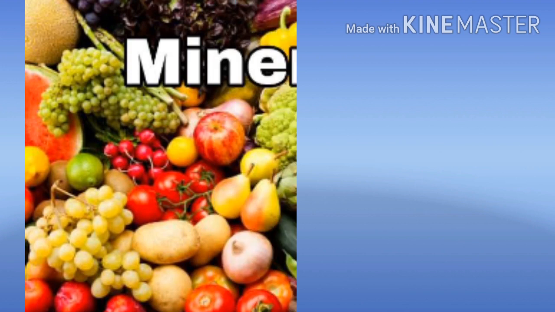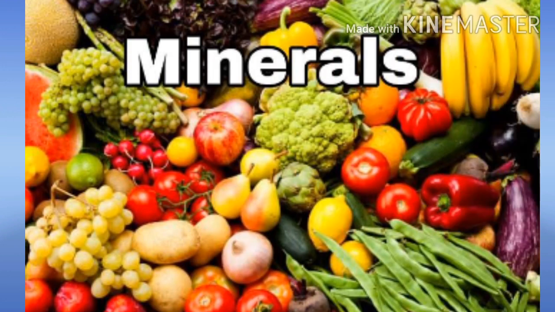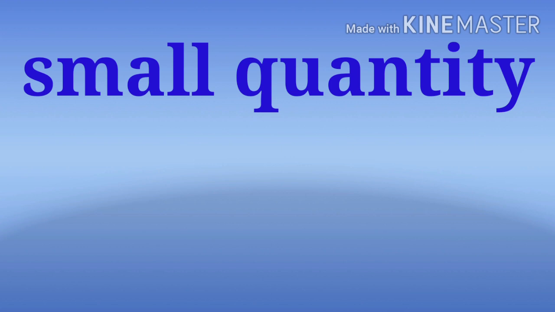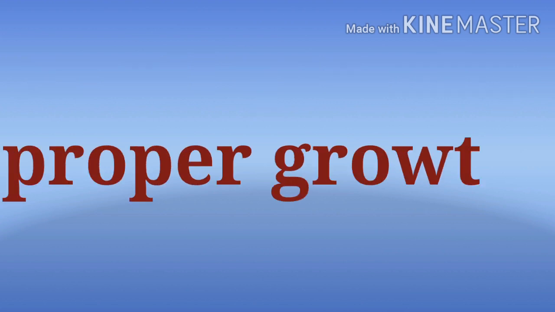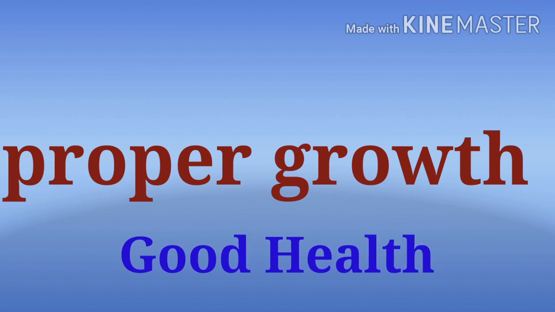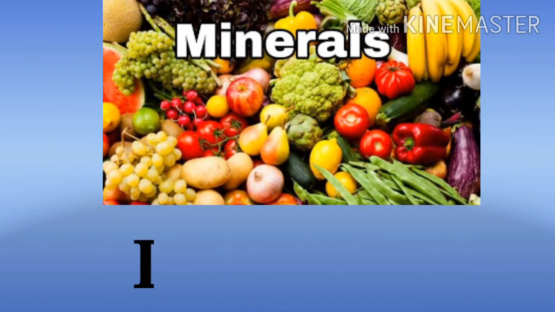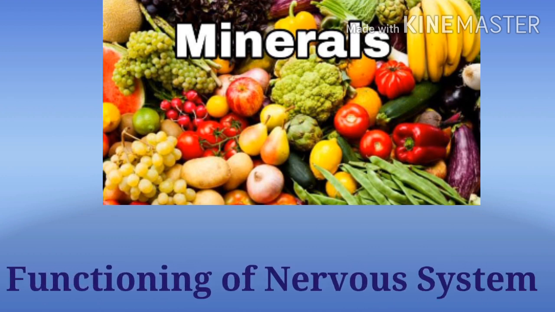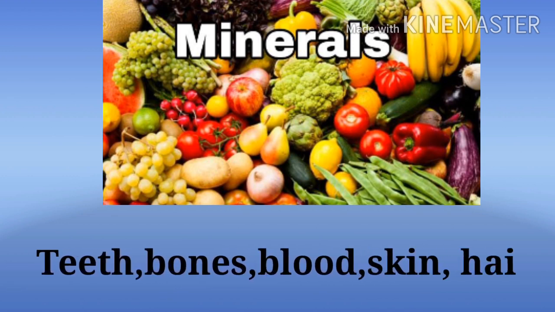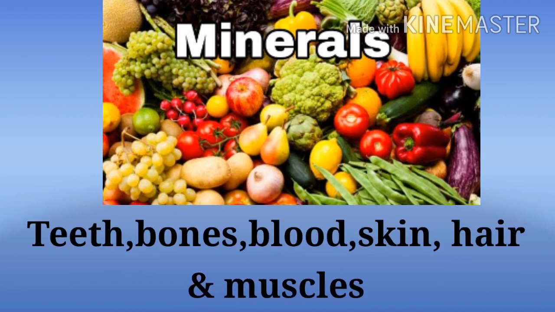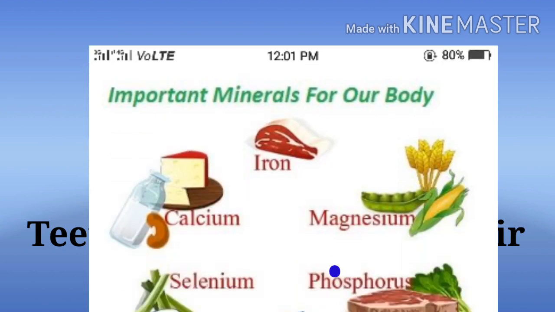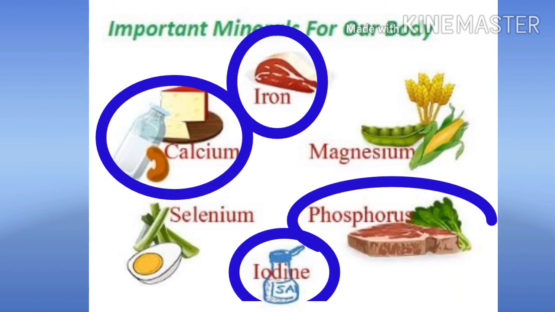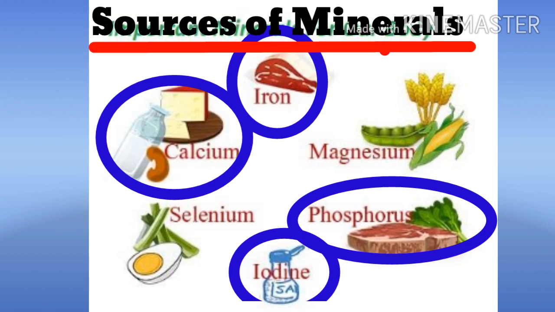Next nutrient is minerals. Minerals are required in small quantity but are very important for proper growth and to maintain good health. Minerals help in body processes like digestion, functioning of the nervous system, etc. And they also help to build body structures like teeth, bones, blood, skin, hair and muscles. The important minerals are iodine, iron, calcium, phosphorus, etc. Now let us see the sources of minerals.